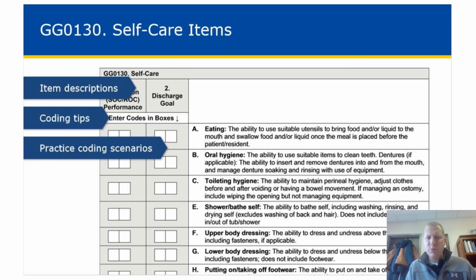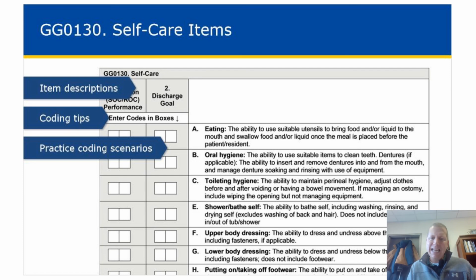And so in section GG, we're looking at eating, oral hygiene, toileting hygiene, showering and bathing self, upper body dressing, lower body dressing, and putting on and taking off footwear. So these are the things that comprise self-care in section GG. Each of these items gives you a definition that you will want to refer back to. Okay, that helps you figure out exactly how many tasks are in each item, how many tasks are in self-care skills. That's needed so you know whether or not they need more than half assistance or less than half assistance.